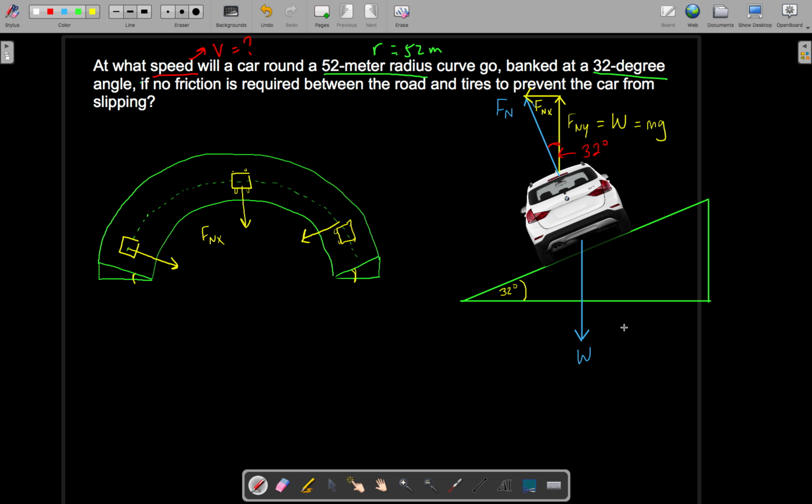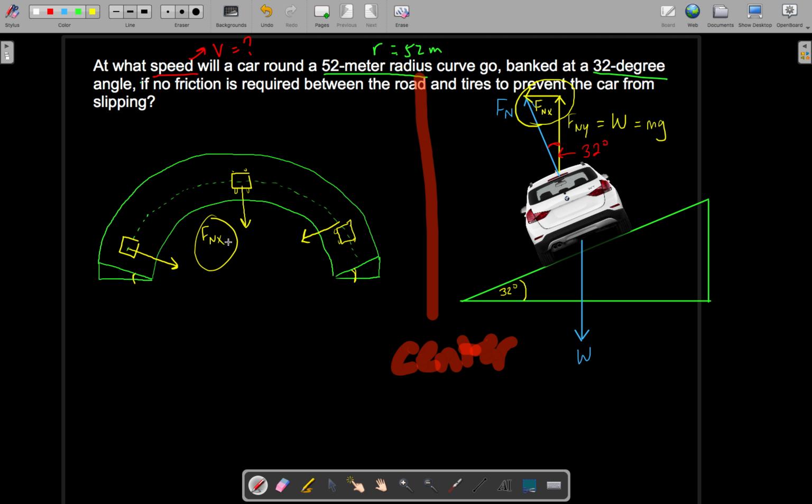If I were to look here at the eye level view, we're looking at the car from behind, the center of the curve is right here. This is the center of the curve. And if you were to look at your force normal x, isn't it pointing towards the center of the curve? And it turns out it does. So this goes to show that your force normal x is equivalent to the centripetal force.